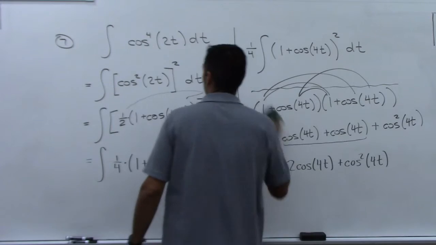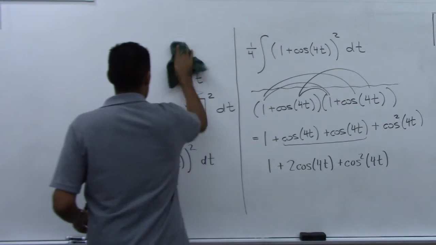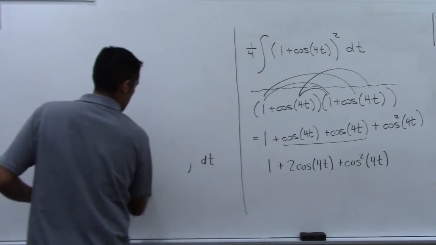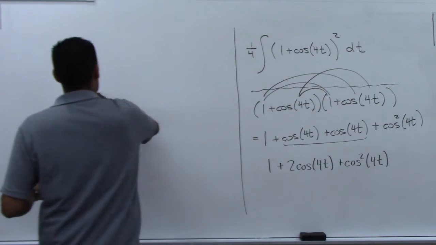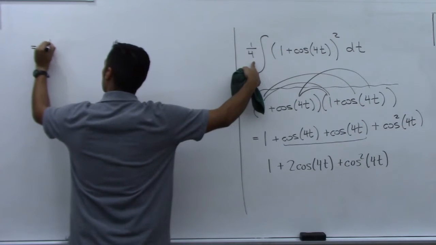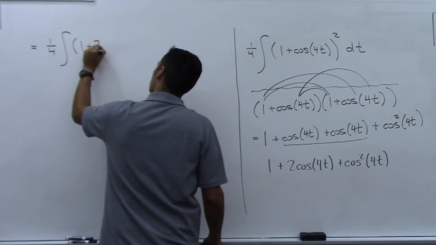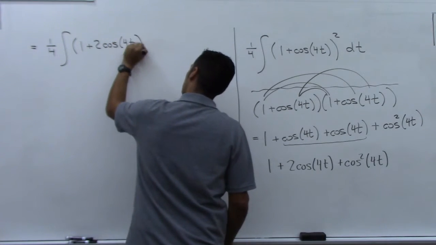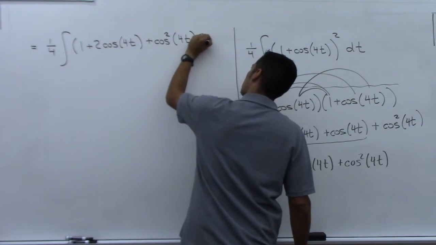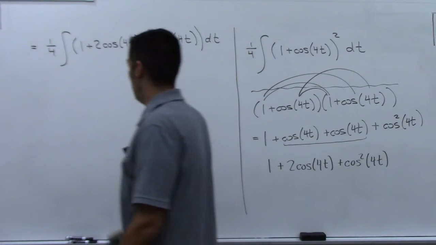I have 1, 2, 3 terms. So what am I going to be able to do with that? Let's see. Goodness. Okay. Integral. 1/4 was out here. All right, now all this. 1 plus 2 cosine 4t plus cosine squared 4t dt. So now we look at each one. Can we handle each one?